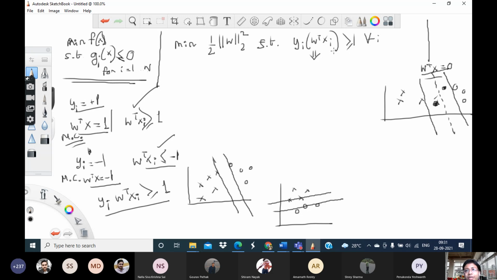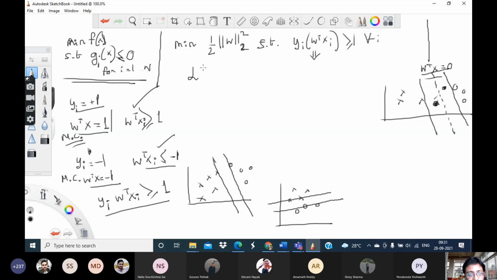You can just do some kind of normalization or translation, whatever, so that you get it. Now we have formulated the objective function like this. So now let us go to the way in which we solve the constraint optimization problem.